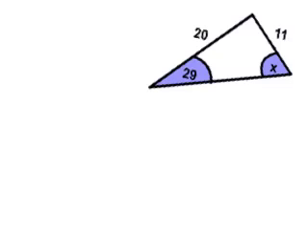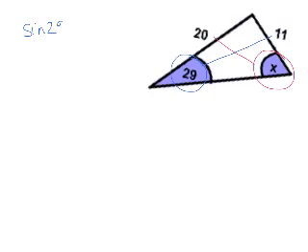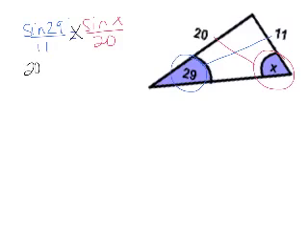In this first example, we're going to try to figure out if there are 0, 1, or 2 possible triangles with our given measurements. Remember, law of sines is all about dealing with pairs. I noticed that this 29 degrees is across from 11, and this x degrees is across from 20. So I'm going to start with the sine of 29 degrees over 11 is equal to the sine of x degrees over 20. At this point, I'm going to cross multiply, so I have 20 times the sine of 29 degrees is equal to 11 times the sine of x.